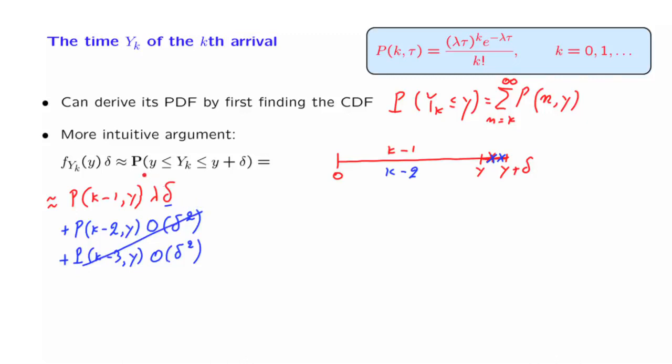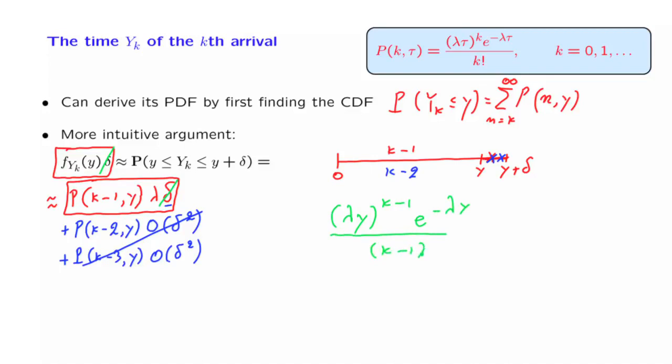And we end up with an approximate equality between this term and this expression here. Delta shows up on both sides, so we can cancel delta. And therefore, we have ended up with a formula for the PDF. In particular, the PDF is equal to this probability times lambda. What is this probability? We have a formula for it, but we just need to substitute, put k minus 1 in the place of k, and put a y in the place of tau. This gives us lambda y to the power k minus 1, e to the minus lambda y, divided by k minus 1 factorial.